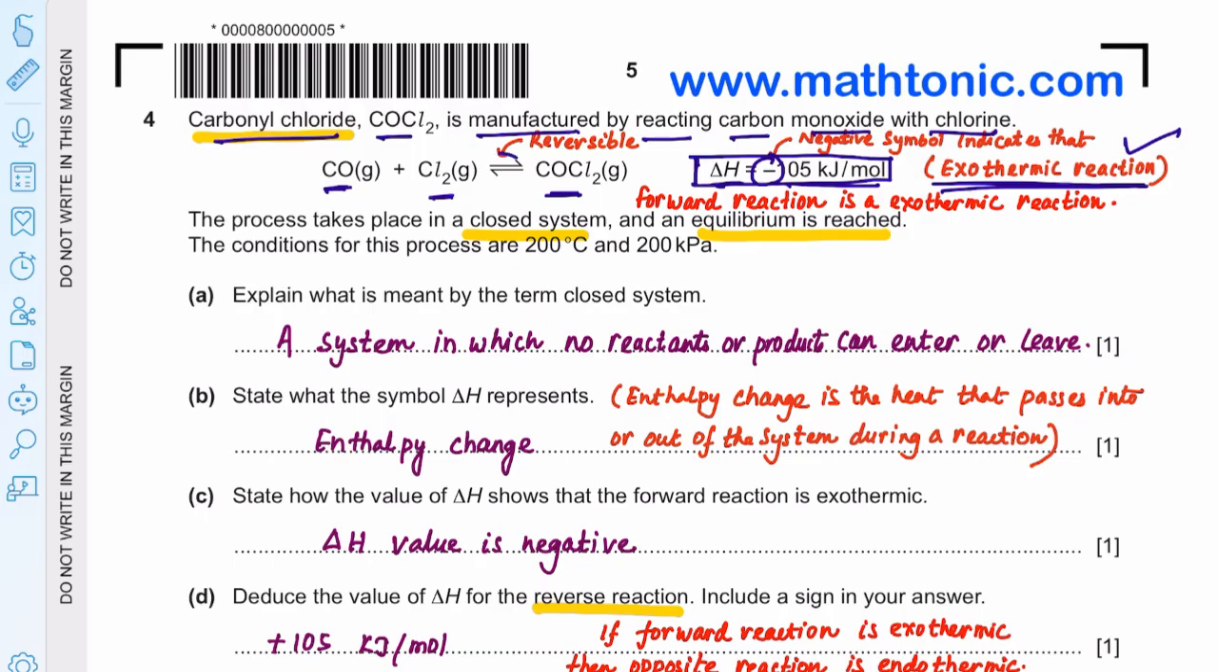And this symbol means it is a reversible reaction. Always remember, this value always gives you the enthalpy change for the forward reaction.